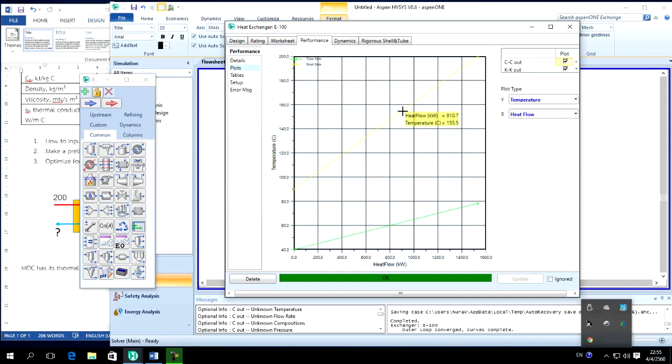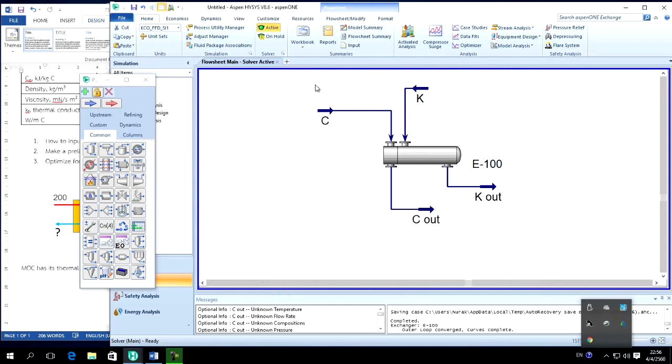Okay, it seems there is no heat cross between these two lines. So for the overall heat balance, it looks fine then. Now, after you get the complete overall heat balance here, you can start working on the layout.